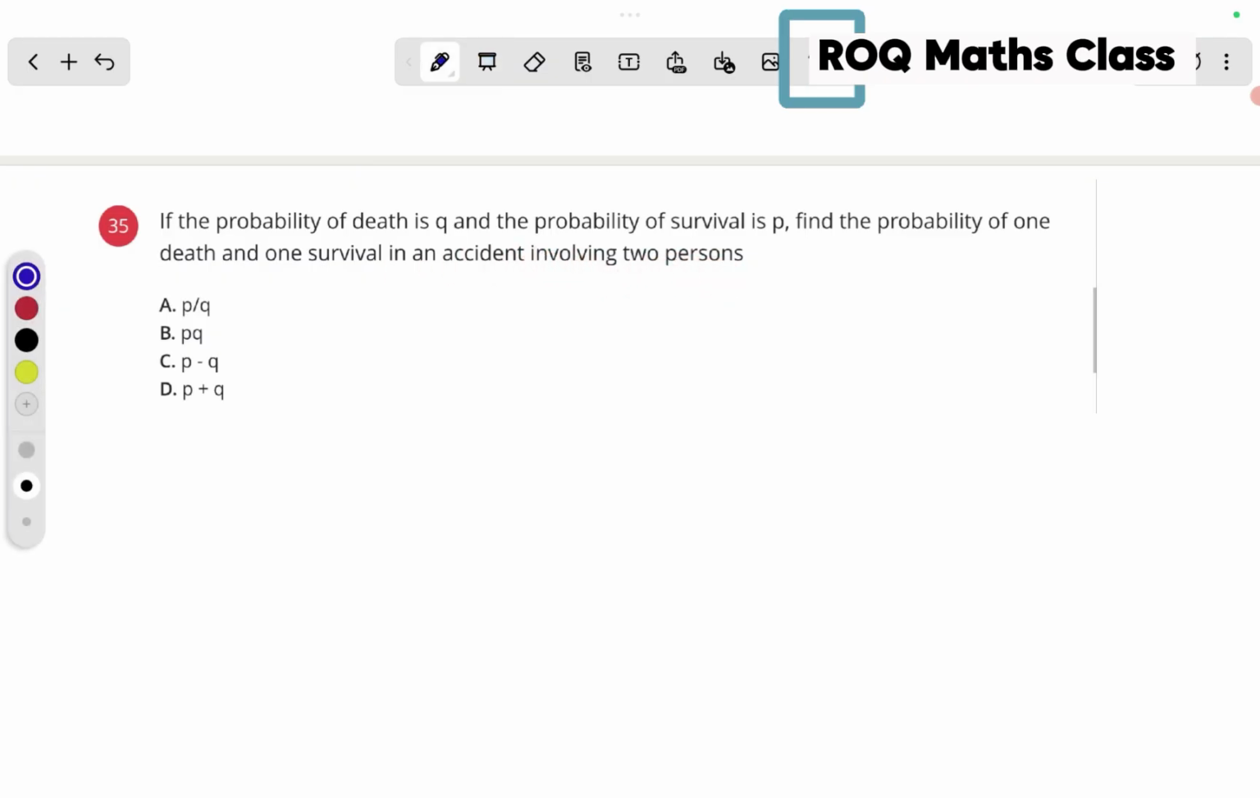Now let me take those two persons as X and Y. So now, if X should survive, we are going to have P. If X should survive, Y would be dead. So we have Q. And again, if Y should be dead, that is X will survive. We have P.